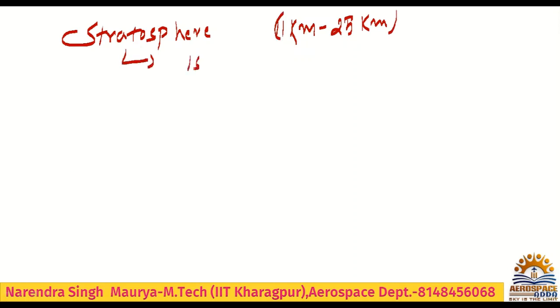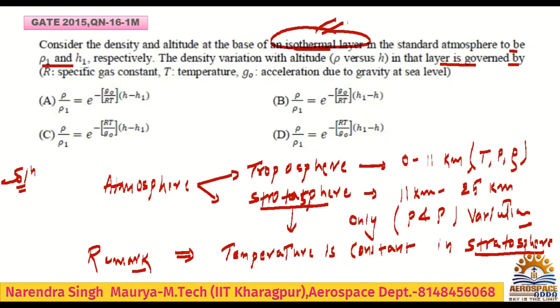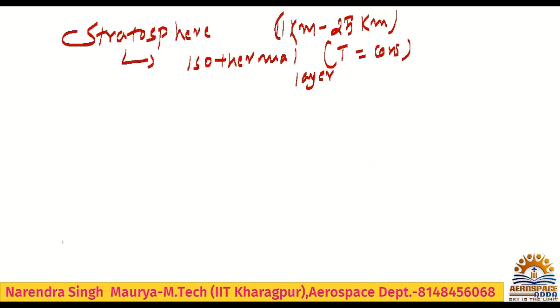Stratosphere is also called an isothermal layer. I told you why, because isothermal means temperature is constant. That's the reason, stratosphere, strato, it is related to the temperature. Temperature is not varying. So temperature is constant. It is called isothermal layer, which is given in your problem. So number one, temperature variation: temperature is constant. From where is it constant? From 11 kilometer to 25 kilometer.